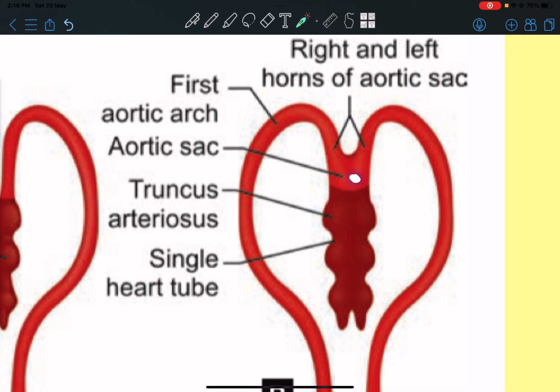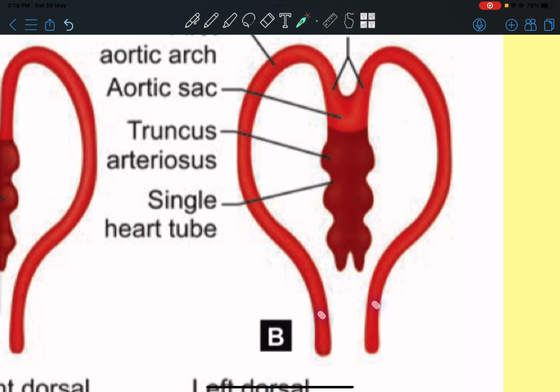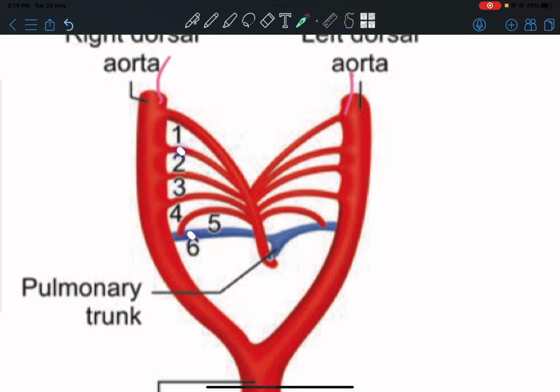The fused part of the ventral aorta forms the aortic sac. The unfused part remains as its horns. So you have your right horn and your left horn of the aortic sac. Then even the dorsal aorta fuses. Then the second to sixth arch arteries develop. They connect the aortic sac to the dorsal aorta. So we can see here the connection.